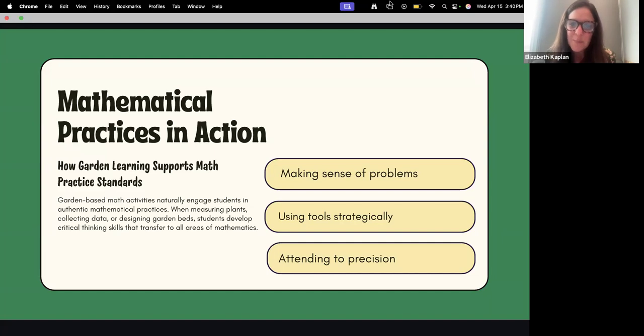There are 8 mathematical practices, but the three that really stand out for linking to the garden are making sense of problems and persevering, using tools strategically, so those tools could be measurement tools, those tools could be manipulatives, and attending to precision. Those are mathematical practices that we really want our students engaging in all throughout their unit, but the garden really, really makes these three easy.